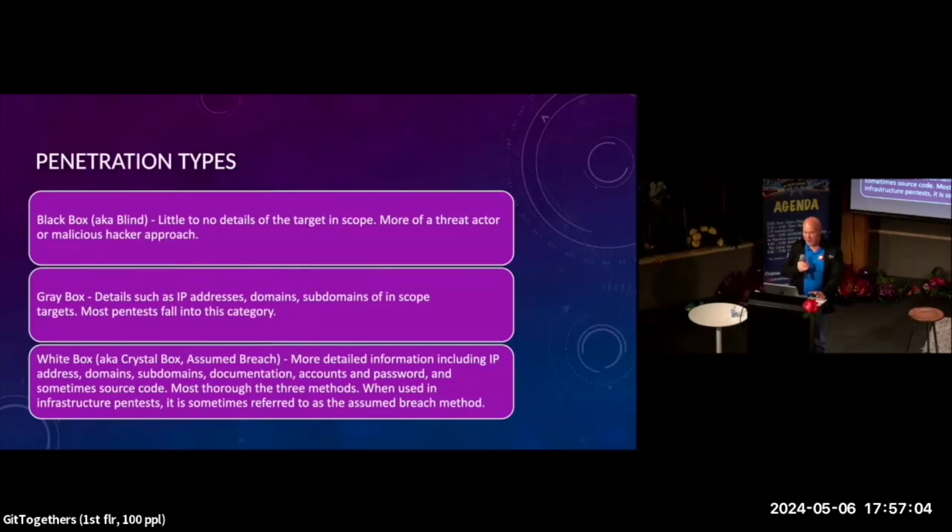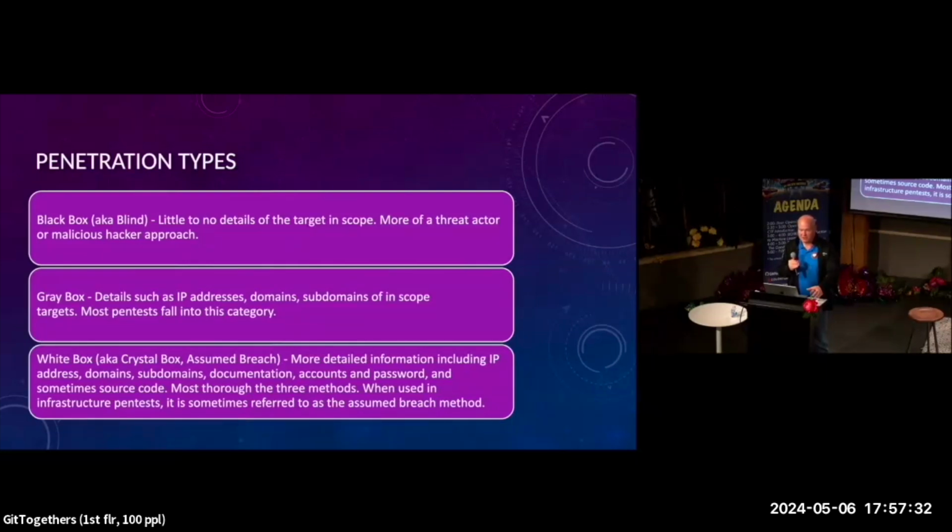And then you have white box, also known as crystal box or assumed breach. So this is more detailed information. If it's an application, you've got source code and credentials to be able to log into a system. For applications, you want to get all different levels of access to see if you can elevate privileges, get access to data or functions that you shouldn't. And so with all these, the main difference you're going to see here is the amount of reconnaissance you're going to have to do to uncover it.